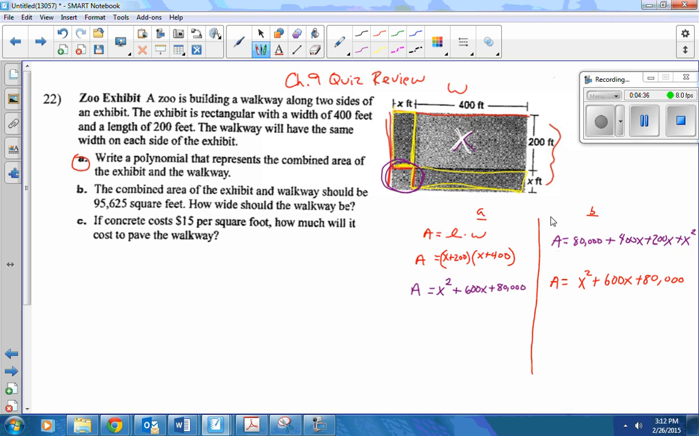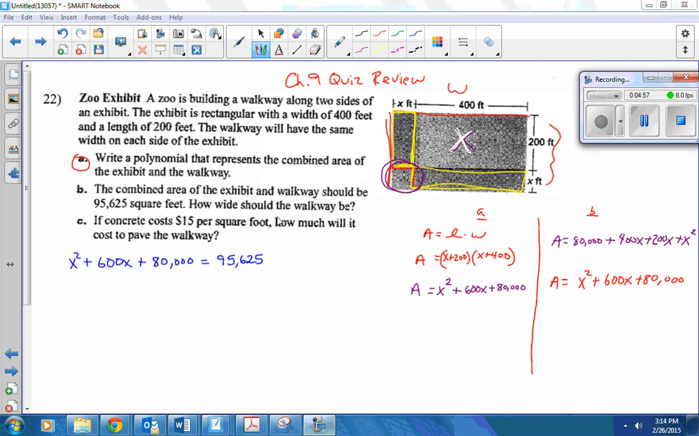So there's no right or wrong way of doing this. The purpose of me pointing this out is I want you to understand there's different ways of looking at the problem, and one way might make more sense to you. Either way, you're going to end up with this trinomial right here: x squared plus 600x plus 80,000.